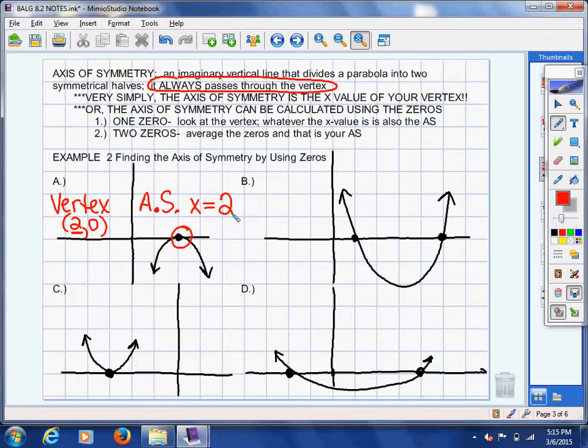Kind of rhymes, okay? So C is just like A. I'm going to leave this one for extra credit for you. Identify the axis of symmetry in letter C.